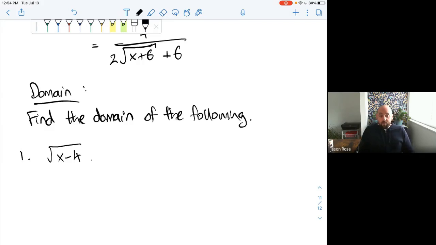For example, can't be +4? No, it could actually be +4, but you're onto something. If I put 4 in there, I would have 4 minus 4, which is 0, and the square root of 0 is 0. So that's a number that works in the function. I'm allowed to use it. But you're onto something though. +4 is a key number here.